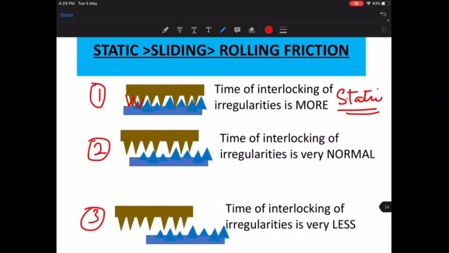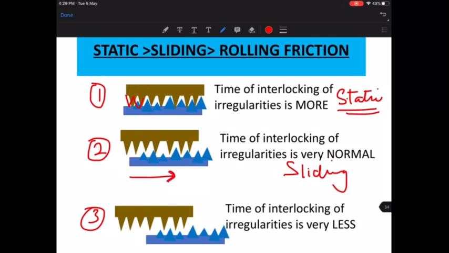The second one is called sliding friction. What happens in sliding friction? Is the object moving or is it stationary? In sliding friction, it is moving. Correct. But when it starts moving, what will happen? The interlockings have started to get unlocked. They have just started from the static friction where they were perfectly interlocked into each other. Now the irregularities have just started to unlock.